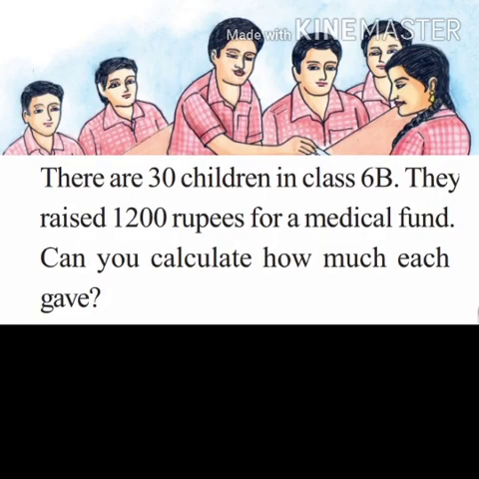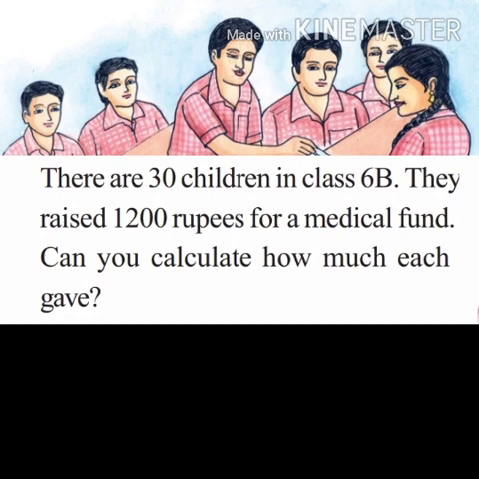In the previous question, the students decided that all of them should give the same amount. But what about the second question? Here the amount given may not be the same. So we cannot say exactly how much each gave. Yet we can say something about the amount each gave. If all had given the same amount, each would have given 40 rupees. If all had given less than 40 rupees, they could not have raised 1200 rupees. In the same way, all could not have given more than 40 rupees.